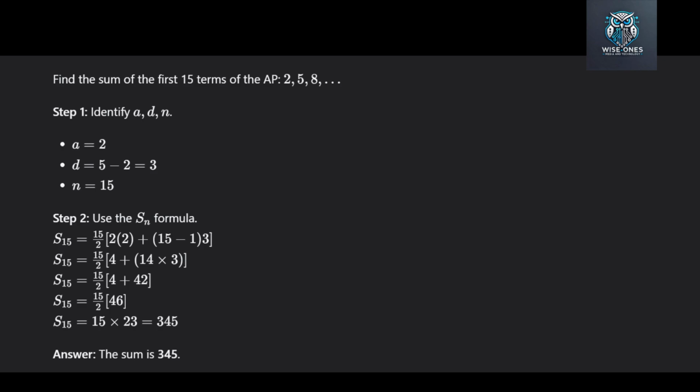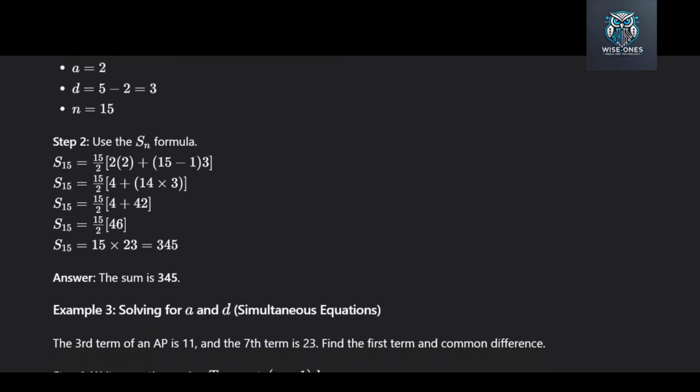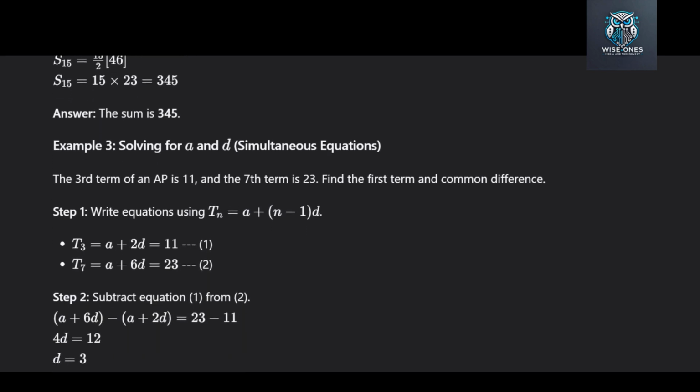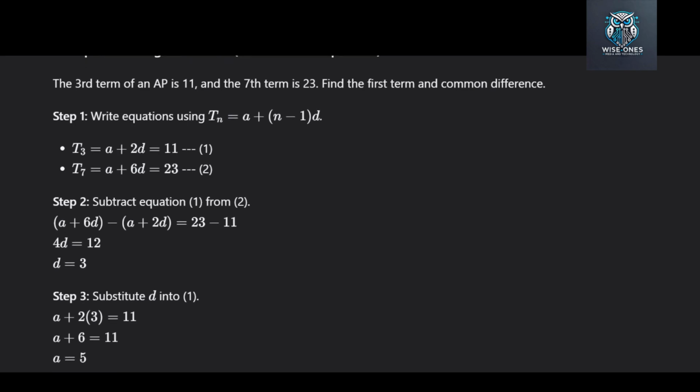Let us calculate this. 15 times 20 is 300. 15 times 3 is 45. 300 plus 45 is 345. Answer. The sum is 345. Take your time with the arithmetic. It is easy to make small mistakes there.